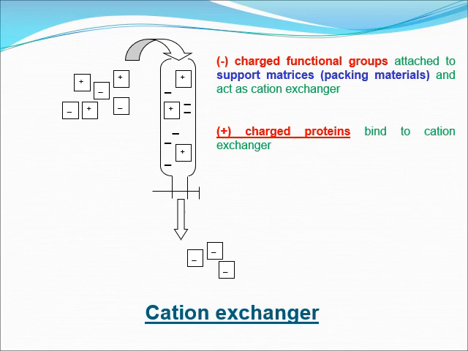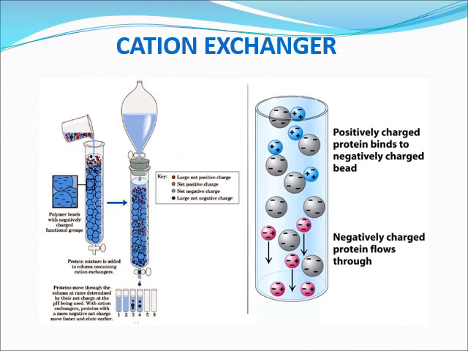So this is the column. The stationary phase will be the ion exchanger. If the ion exchanger captures positive charge, this resin will capture the positive, so what comes out is the negative charge. Positive charge will bind to the cation exchanger. Example here, negative charge will flow through. Protein with negative charge will flow through and be excluded from this column, and the positive charge will be captured.